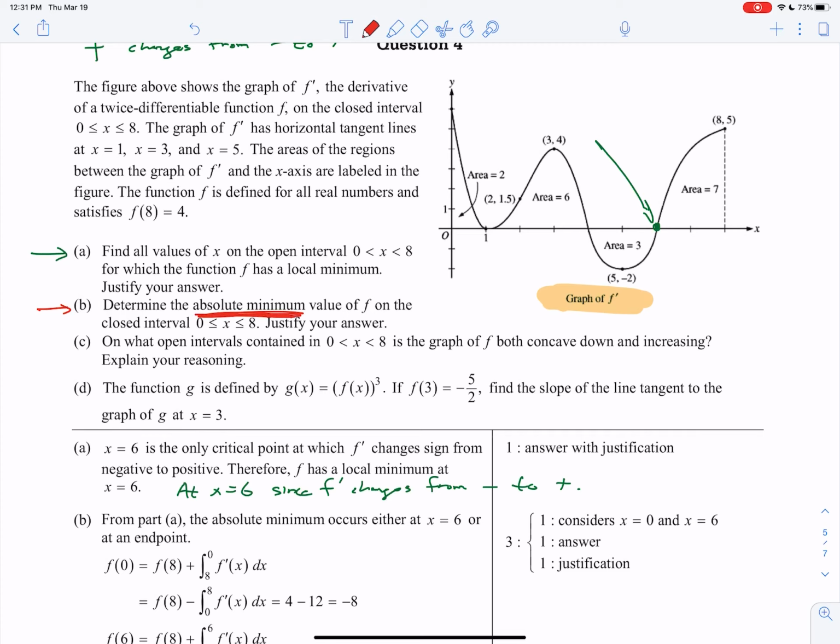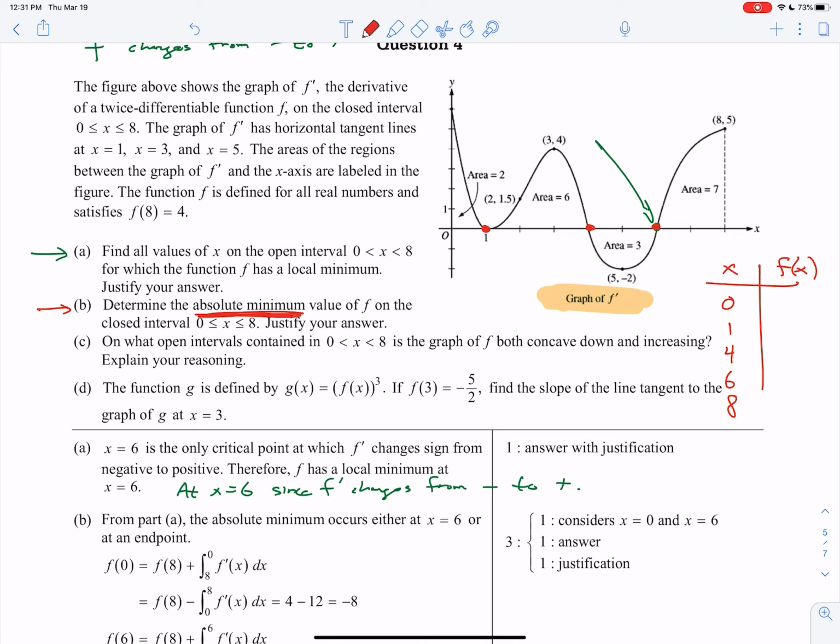Absolute minimum. Remember, absolute extremes could occur at the endpoints, but also at a critical number. Remember that a critical number is where the derivative is 0. So we actually have 3 here. We have 1, we have 4, and we have 6.